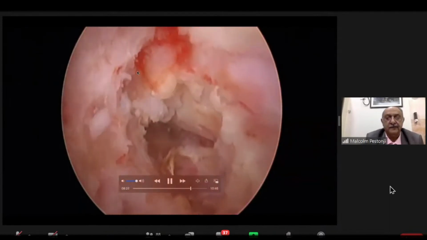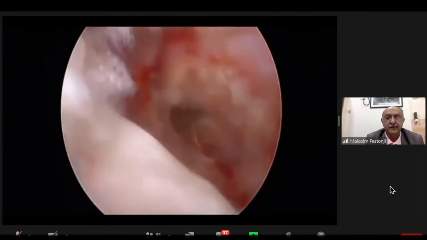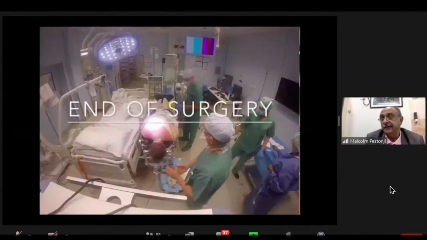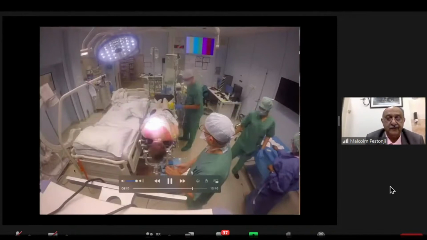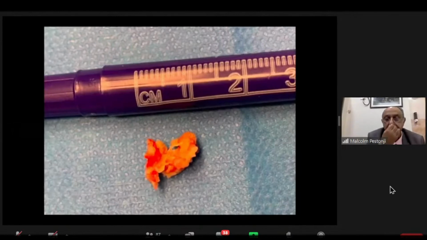You can see the pulsating dura and neurostructures. The endoscopic decompression is finished. Surgery with small damage. This is the actual volume of cyst wall and cyst content which was removed.